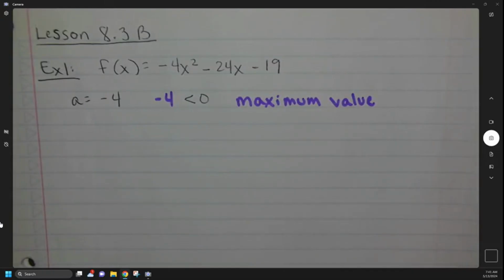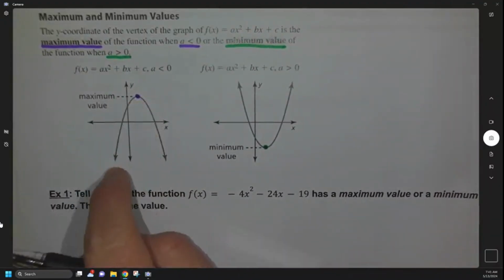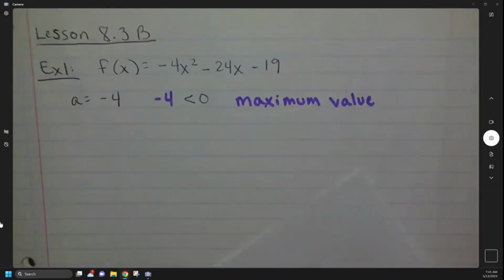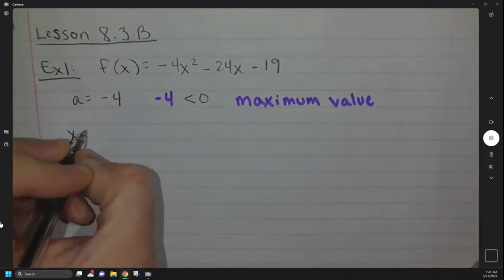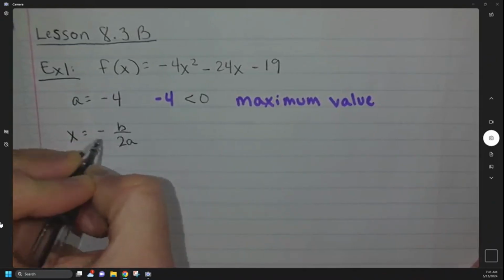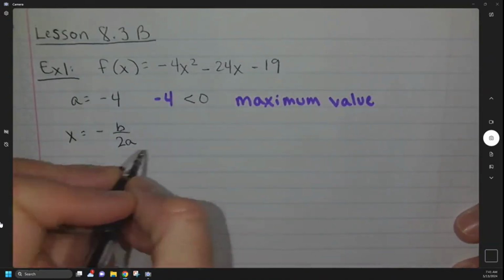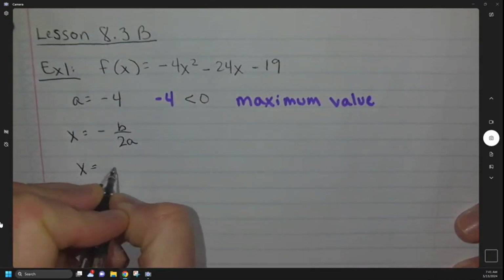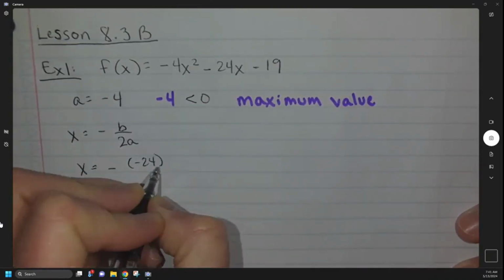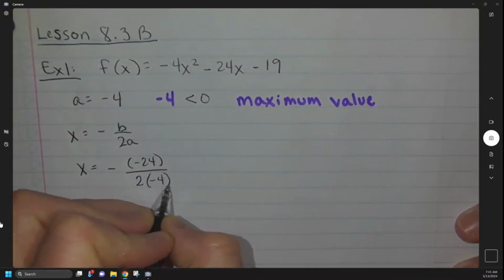So if you think about it, that maximum value is the y coordinate of the vertex. So if you look at these two graphs again, that maximum value on this graph is the vertex. So once we find the y coordinate of our vertex, then we'll know what our maximum value is. So let's start. We've got x equals the opposite of b over 2a. So for our b value we have negative 24. So I have x equals negative 24 over 2a, so 2 times negative 4.